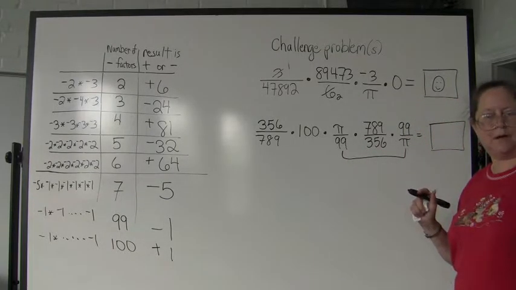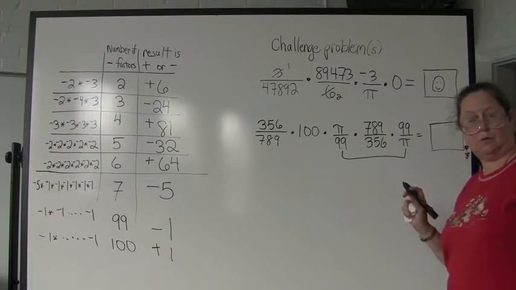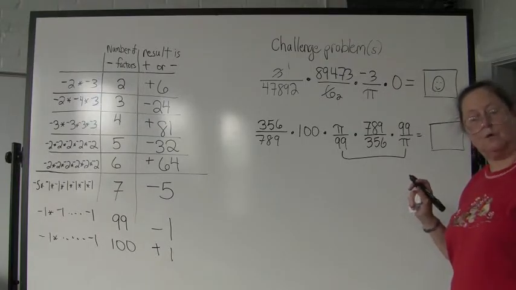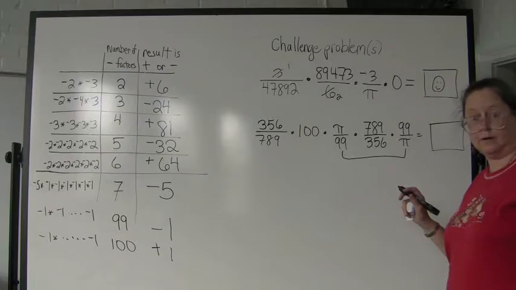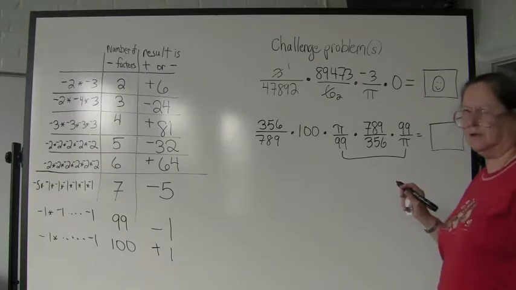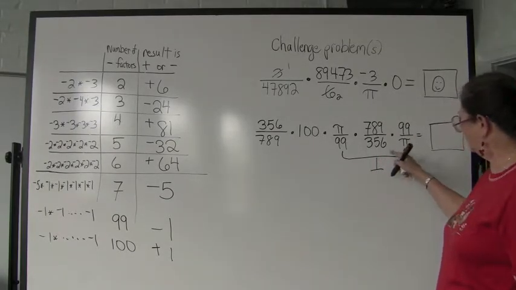Your eyeballs should be telling you that, oh, looky here. 99 over pi and pi over 99. Left eyeball says to right eyeball, oh, they're reciprocals. One is the other one upside down. What happens when I multiply reciprocals? I get 1, right? 2/3 times 3 over 2. You learned that in, I think, 5th grade. So when I multiply those two, I get a 1.